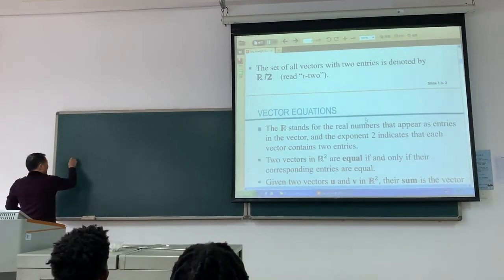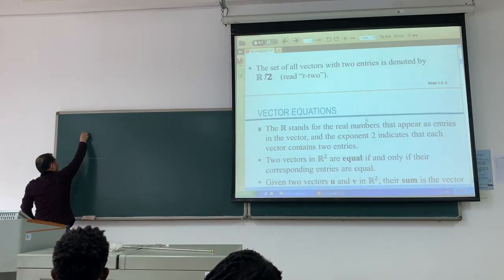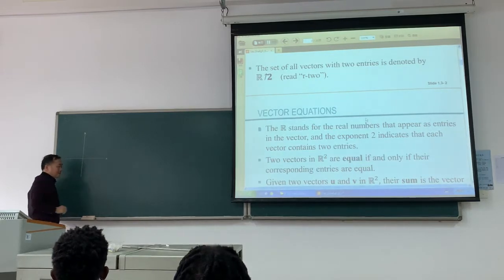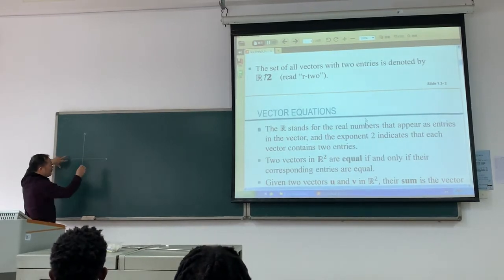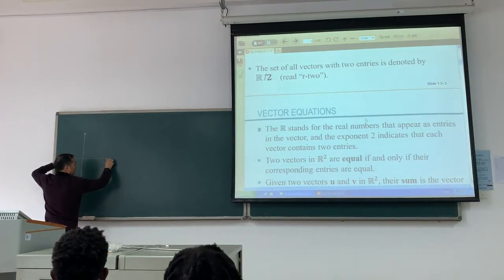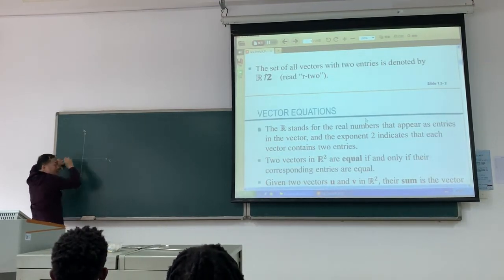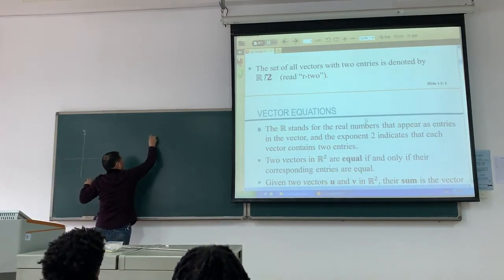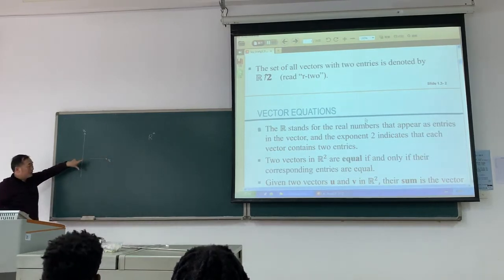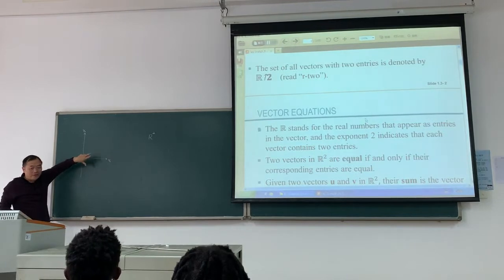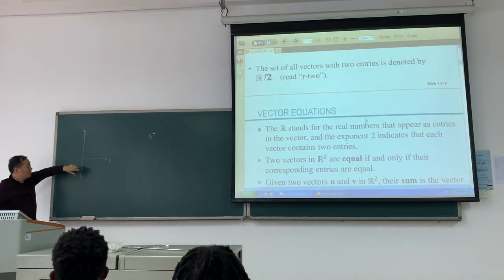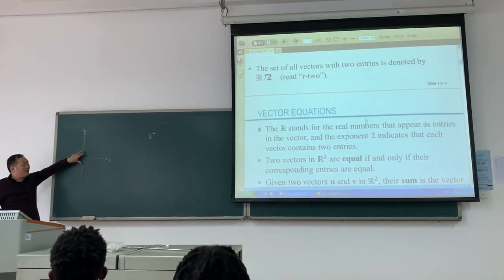If we write a coordinate x1, x2, then R2 denotes all points of this plane. R2 denotes all points in this plane. Understand? Okay.